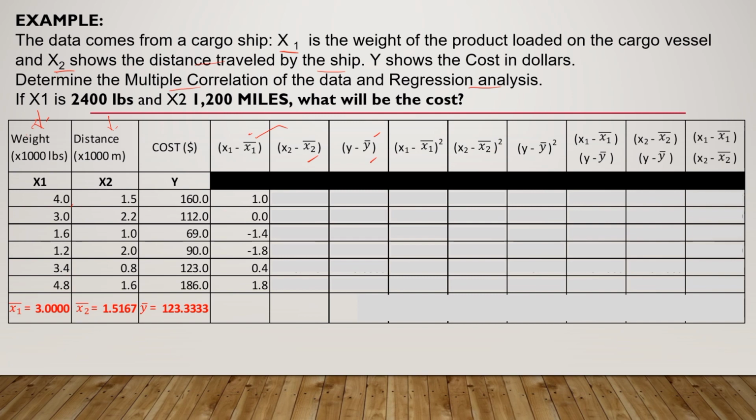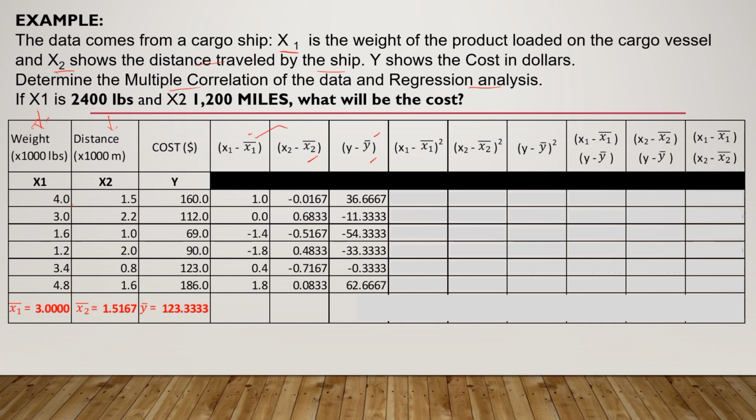Then same with x sub 2 minus x sub 2 bar. Let's just consider the second column and the average, x sub 2 bar. So 1.5 minus 1.5167, and I use 4 decimal places. Then repeat for the other values. Then for y minus y bar, same process. That is 160 minus 123.3333, and I have 36.6667. This is rounded, that's why it is 6667. Then repeat the process for the other values.